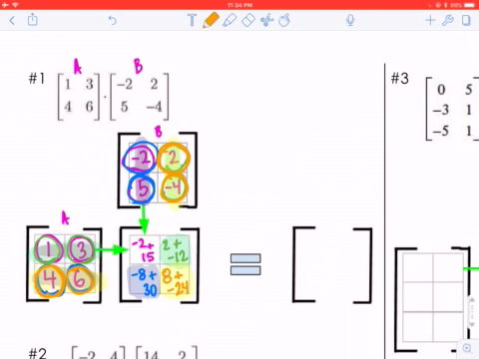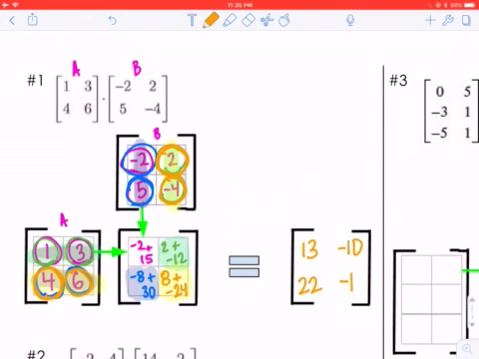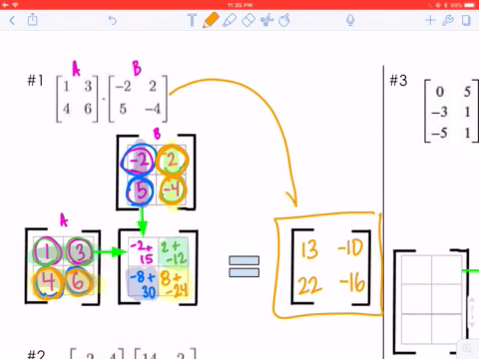So I might use my calculators because I have a lot of adding negative numbers here, or you can do it in your head. So that first one would be negative 2 plus 15. I would say that's 13. I have 2 plus negative 12, or 2 minus 12, which is negative 10. I have negative 8 plus 30, or 30 minus 8, which is 22. And I have negative 24 plus 8, or 8 minus 24, which is negative 16. And that would be how I get from my problem to my answer.